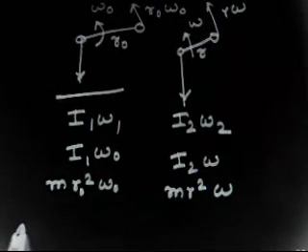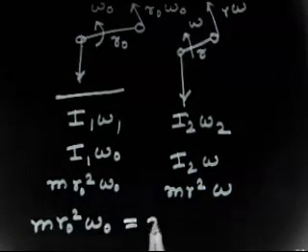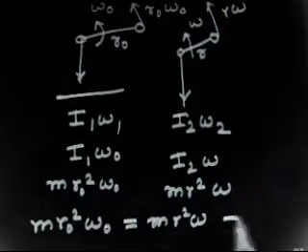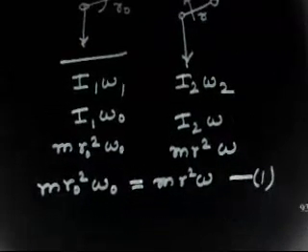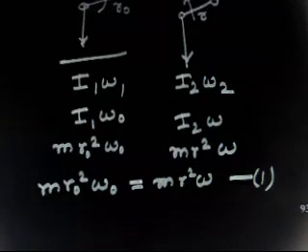So if you equate these two, you will have m r naught square omega naught equals m r square into omega. So this is my equation 1. Now the question says find out the tension, and this is the easiest problem we have.